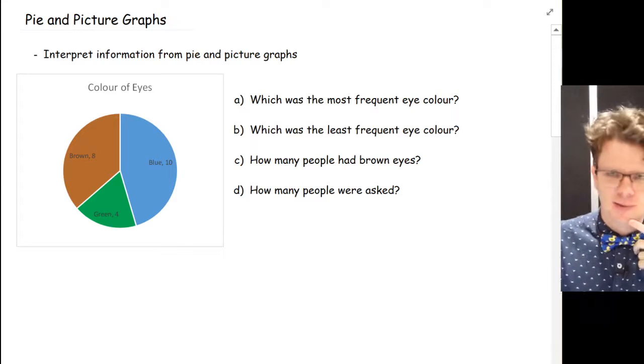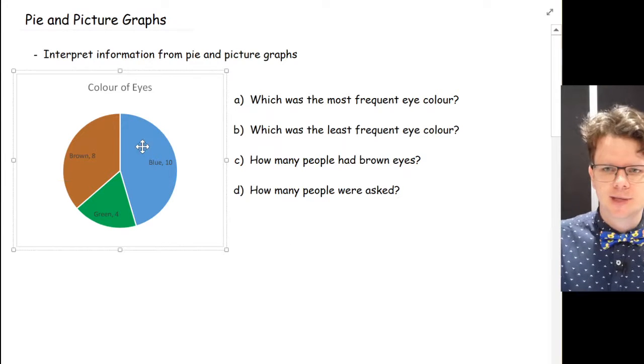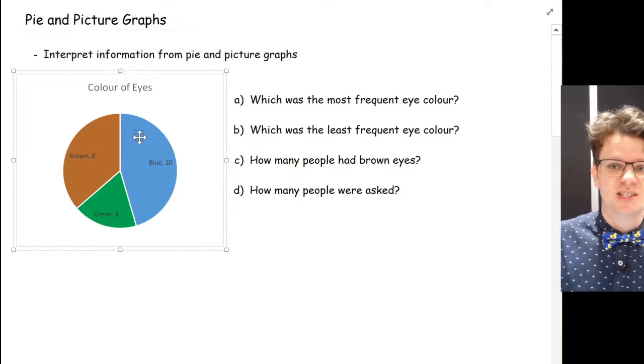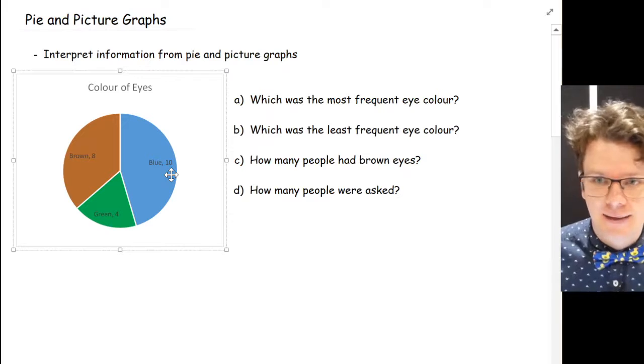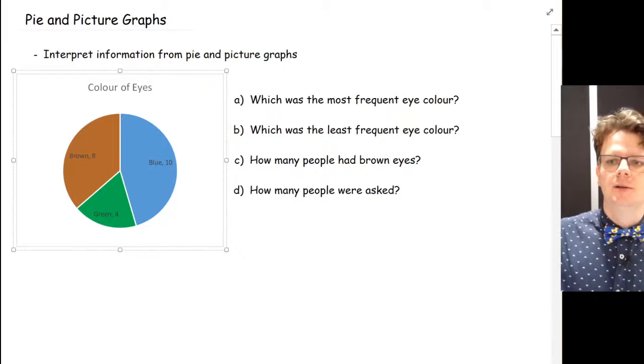So hopefully most of you will be able to see that the blue section here is probably the largest section. Then we've got brown is the next biggest, and then green being the smallest. And you can see next to each color, they've also written how many people actually had that. So they've written that 10. Okay, so let's look at the first question.